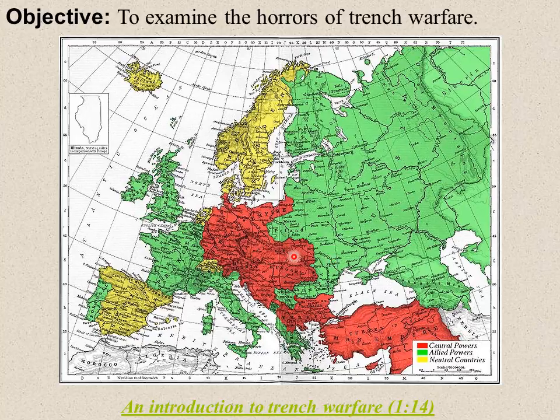And today we're going to learn about something called trench warfare. And trench warfare was quite terrible. A lot of trench warfare took place along the border between Germany and France and then elsewhere. But we'll get into that.